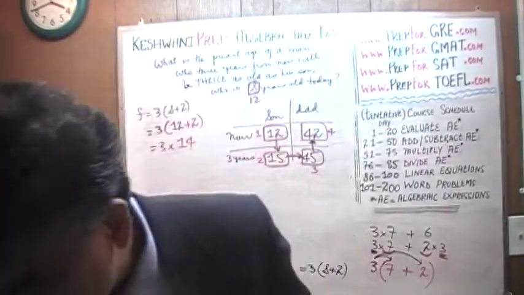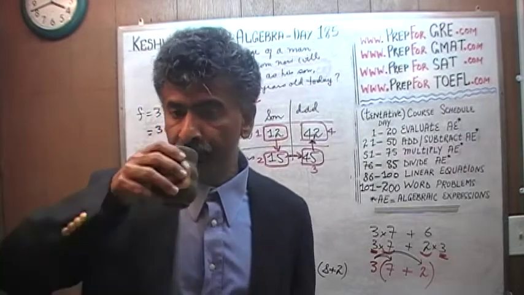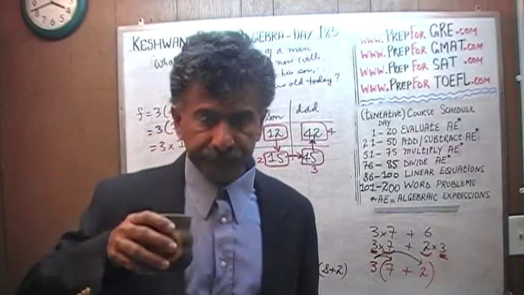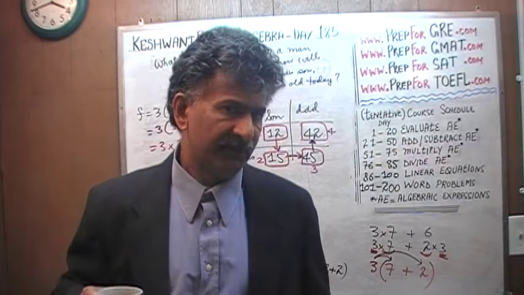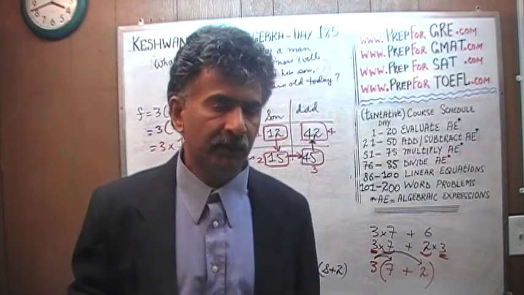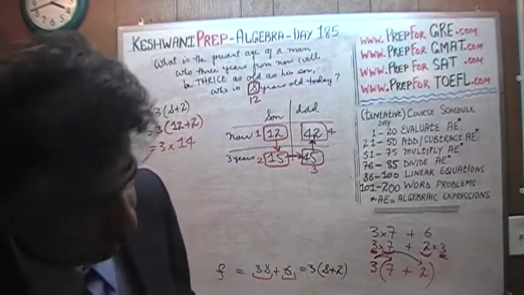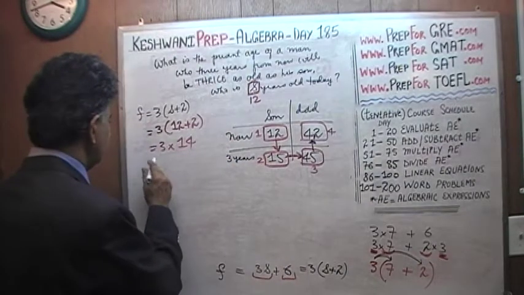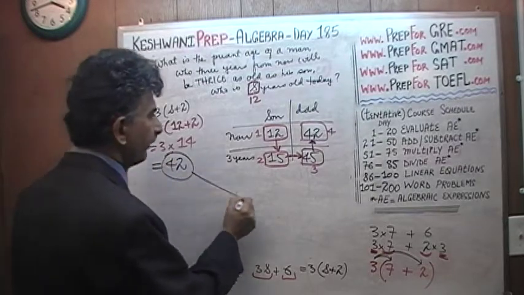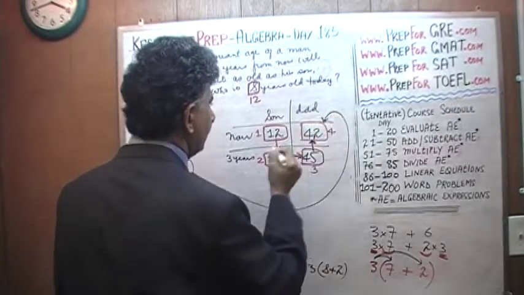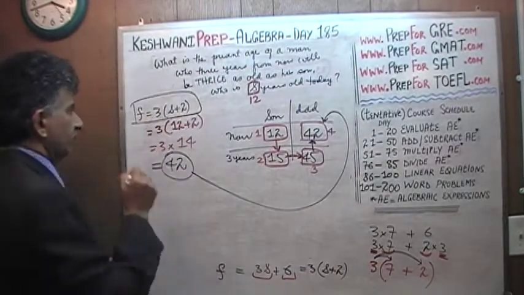I don't know how much 14 times 3 is. I know 15 times 3 is 45. If 15 times 3 is 45, then 14 times 3 must be 3 less, because instead of 15 we have 14. Instead of 3 15s we have 3 14s, so it must be 3 less. Voila, it's 42. It agrees. What do you know? It is the correct answer.